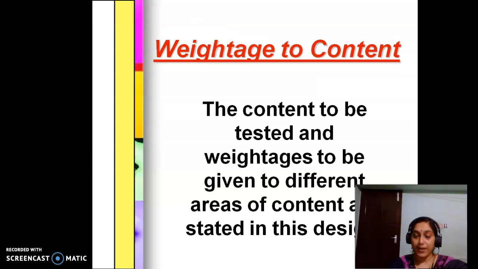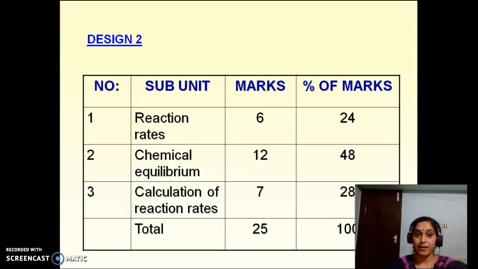The weightage to content is the next step. The content to be tested and the weightage to be given to different areas of content are stated in this design. It involves serial number, subunit, the marks, and the percentage of marks. An example is shown here.